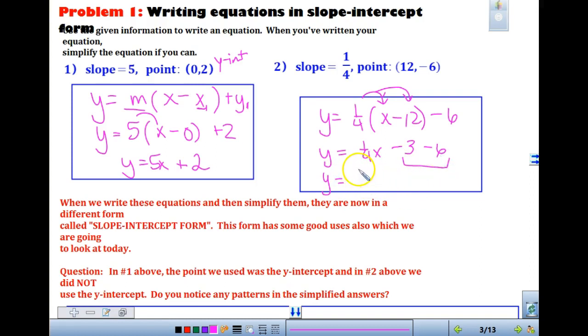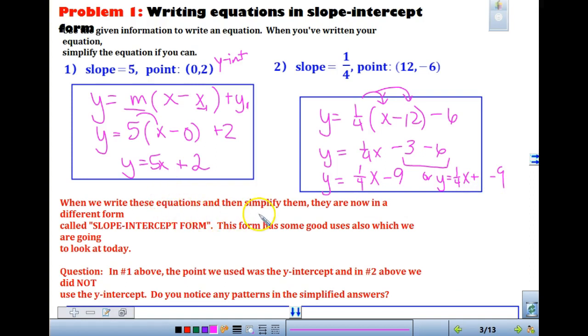I want to simplify the equation because I don't like this minus 6 minus 3. So I'm going to have y equals what? 1/4 x minus 3 minus 6, negative 3 plus negative 6. Negative 9? Yeah. I would take this answer this way: y equals 1/4 x plus negative 9.